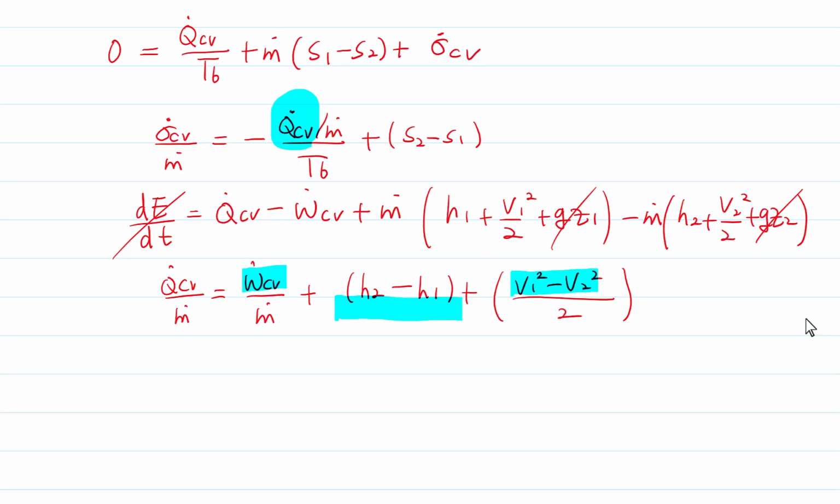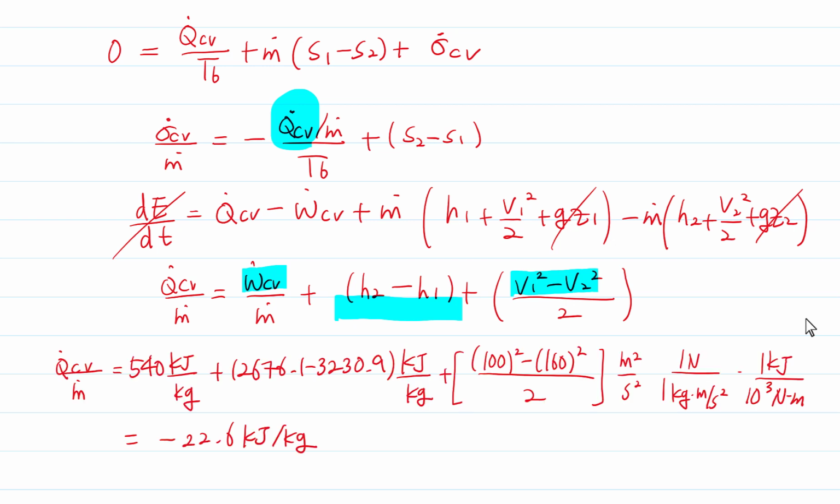So going back to the energy balance equations, plug in values, and we can solve for the heat transfer rate, Q dot. The rate of heat transfer per unit mass of steam is negative 22.6 kJ per kilogram. The negative sign indicates heat is removed from the system.